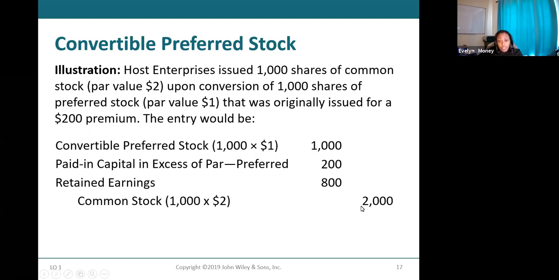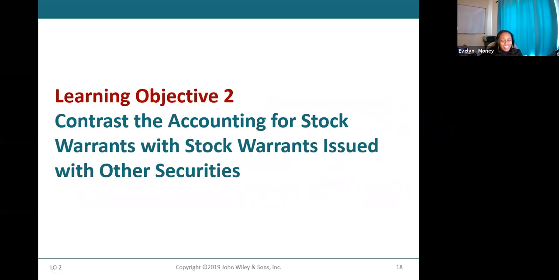But in this situation, the book value of the common stock is only 1,200 compared to the par value of common stock, where we get a full 2,000. So we're short by 800. We have to debit retained earnings. So the key there is don't debit pick in excess of par. You can't have negative equity in that sense. So that takes care of convertible securities, whether it's convertible preferred stock or convertible debt.